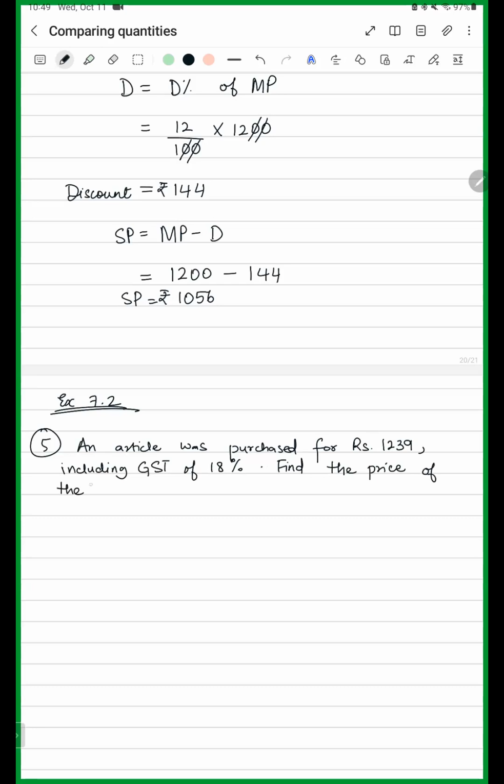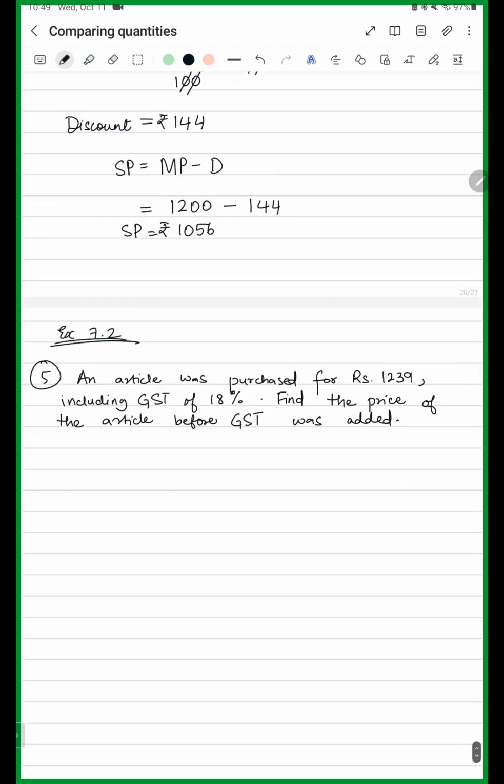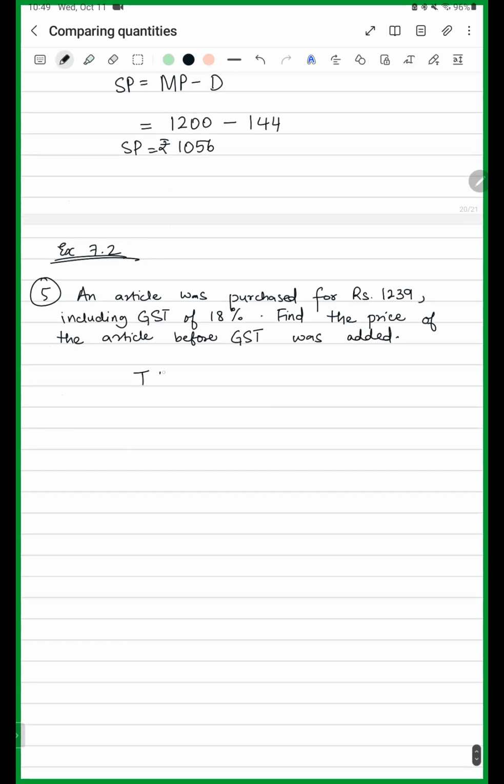GST and VAT have the same formula. Just write tax everywhere. You don't have to write VAT or GST. Tax T% is equal to 18%. Selling price is rupees 1239.